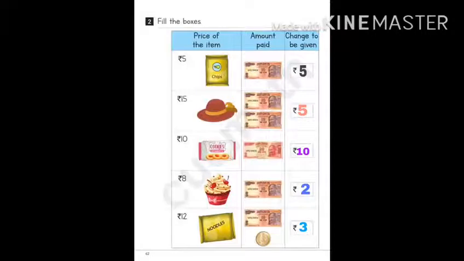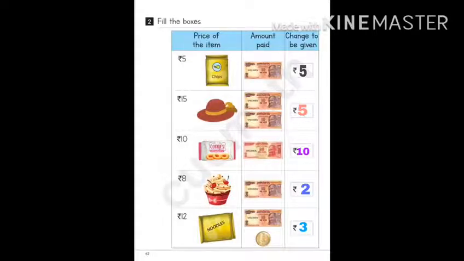The hat is how many rupees? 15 rupees. And how much amount is being paid over here? You can see 2 notes of 10 rupees. That means 20 rupees. So how much money will you get back? 5 rupees, because the cost of the hat is 15 rupees.